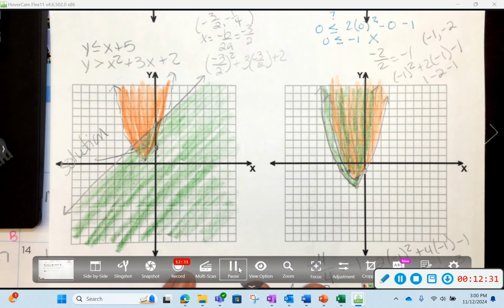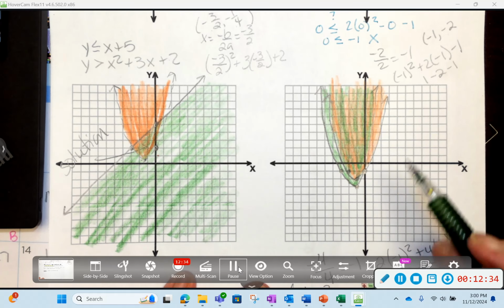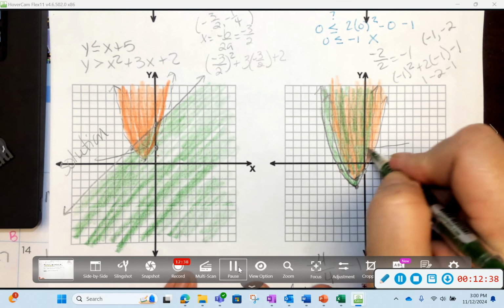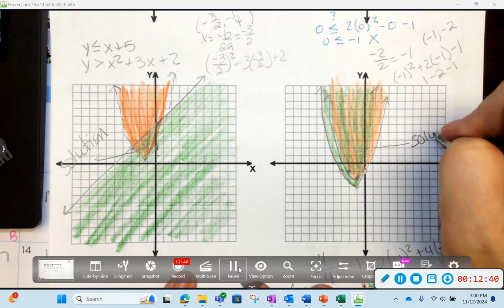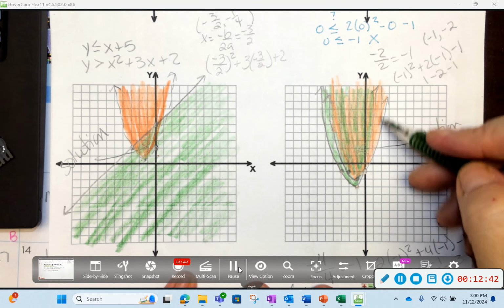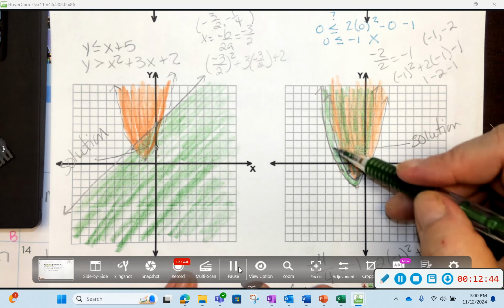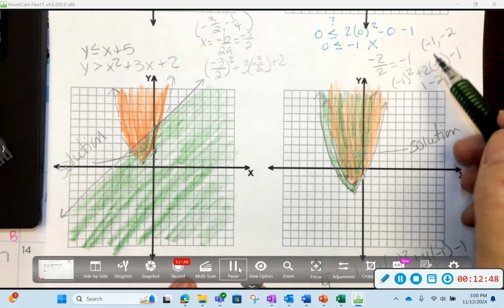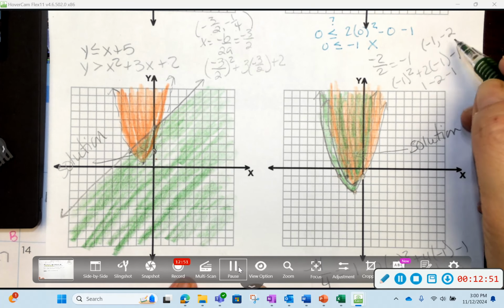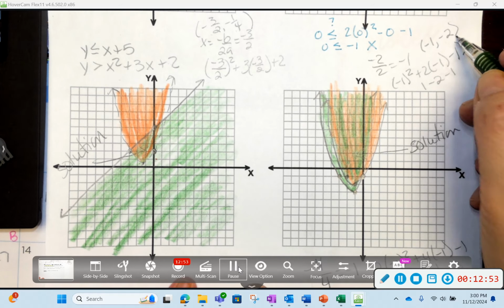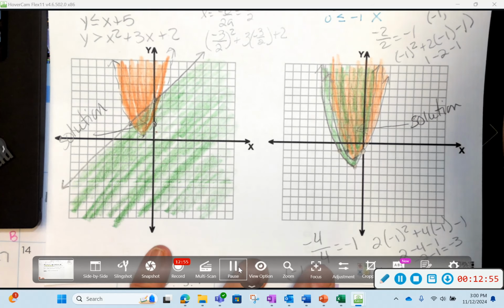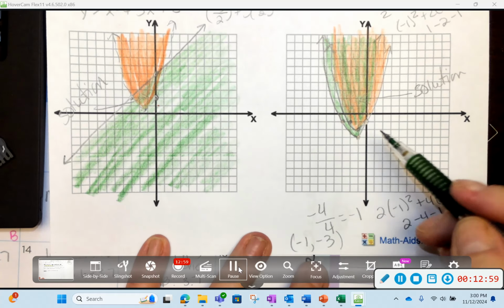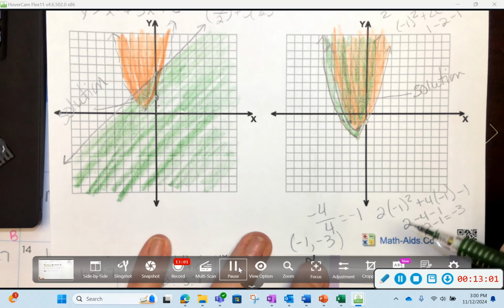All right, so here's the last one. This one's a little weird just because normally they do them facing the opposite direction or something like that. So our solution would be just this part right here. So not this part where just orange, or not this part where just green. It would be right in here. So if you're curious, I found for the first one, the vertex was -1, -2, which is my orange shaded graph. And then I found -1, -3 for the vertex for my green shaded graph.